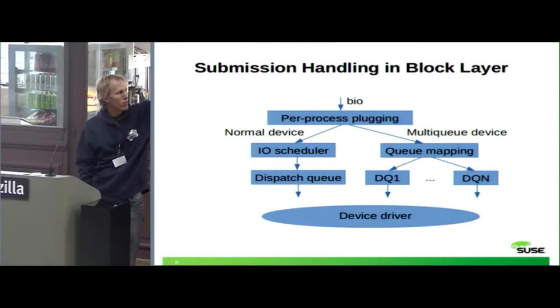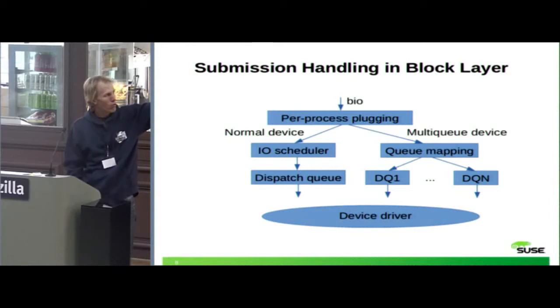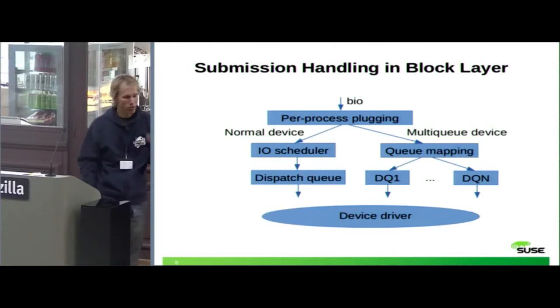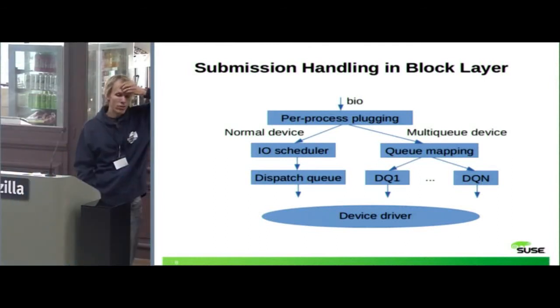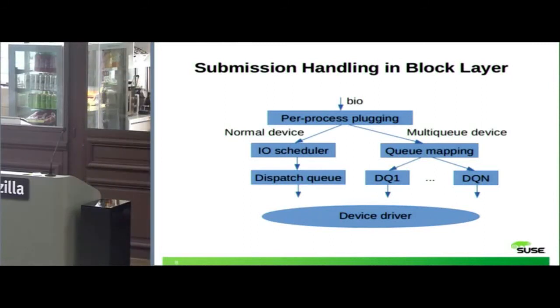Then when the process plug list is unplugged, we will submit the request to the IO scheduler, which makes some decisions on ordering of the requests and so on. And then when the IO scheduler decides it's time to send the request further, it will be added to the so-called dispatch queue. Now, this is the standard path, which was used until recently for all the devices. Now, for the really fast devices like PCI attached SSDs or similar devices, we have now something which is called multi-queue handling. So that's really fast.